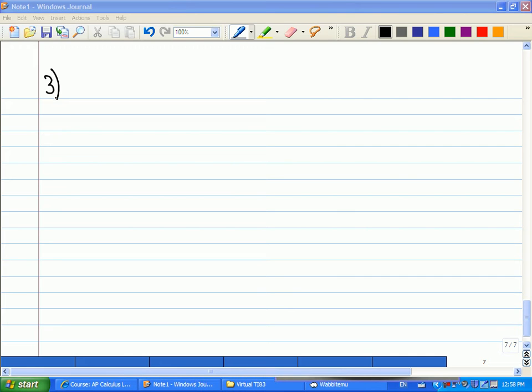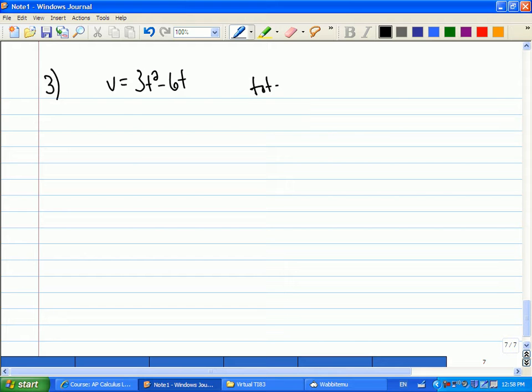A particle moves along a line with velocity equal to 3t squared minus 6t. The total distance traveled from 0 to 3 is, okay, so again, we're going to have to integrate, right? So we would say we're going to integrate 3t squared minus 6t from 0 to 3.